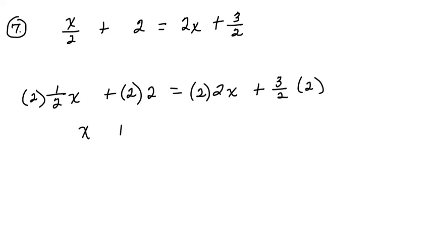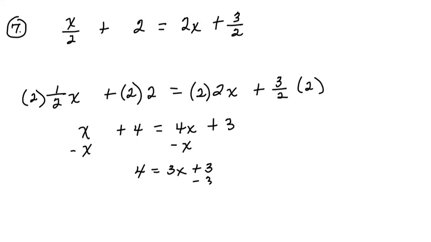So I have x plus 4 equals 4x plus 3. Now I have variable constant on the left-hand side, variable constant on the right-hand side. So I'm going to get rid of my smallest variable term first. So 4 equals 3x plus 3. Then subtract 3 from both sides. So 1 equals 3x. Divide both sides by 3. So x equals 1/3.